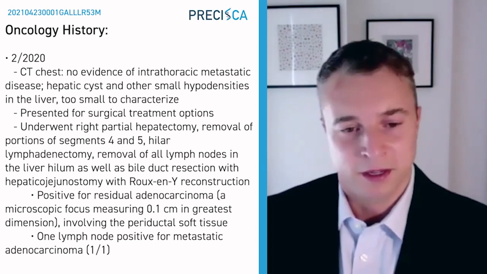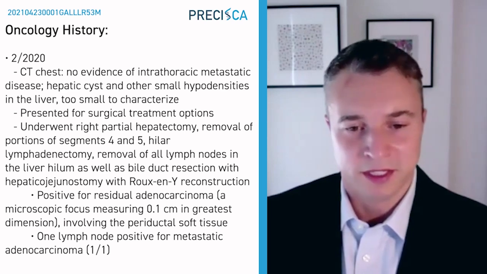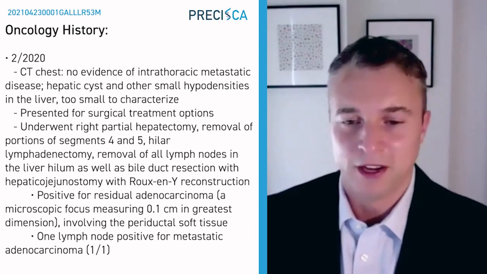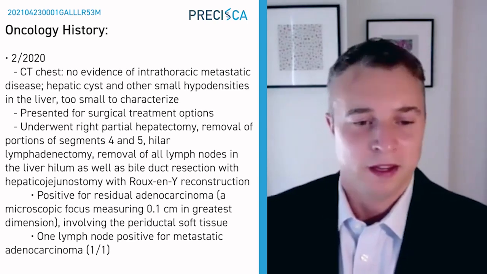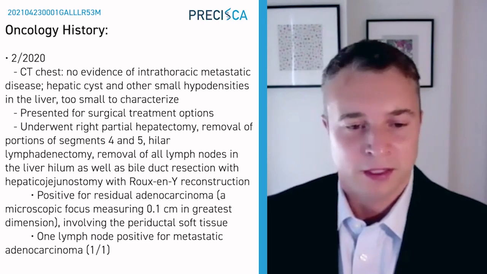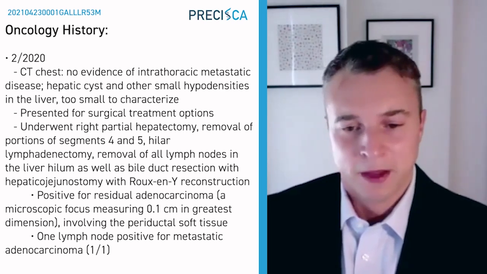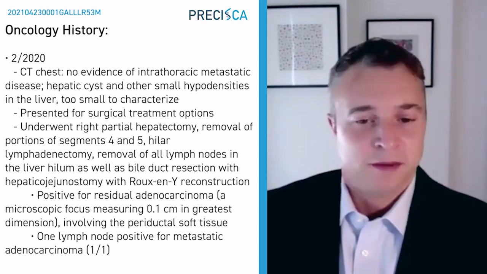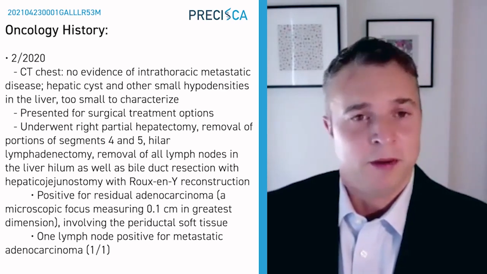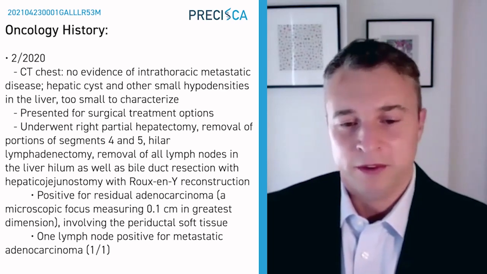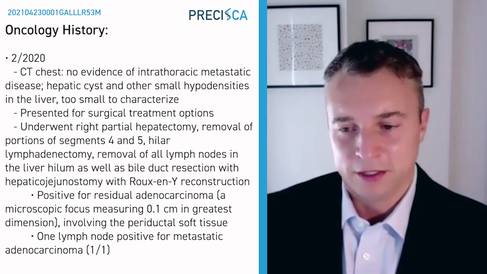The patient, as Dr. Weiser predicted, presented for surgical discussion and underwent a curative intent right partial hepatectomy 4 and 5, exactly as was commented, a hilar lymph node dissection, as well as a bile duct resection and a hepatico-jejunostomy with a Roux-en-Y reconstruction. The surgery was positive for residual adenocarcinoma, which was a small microscopic focus involving the periductal soft tissue, presumably near the margin, and one lymph node was positive for adenocarcinoma.